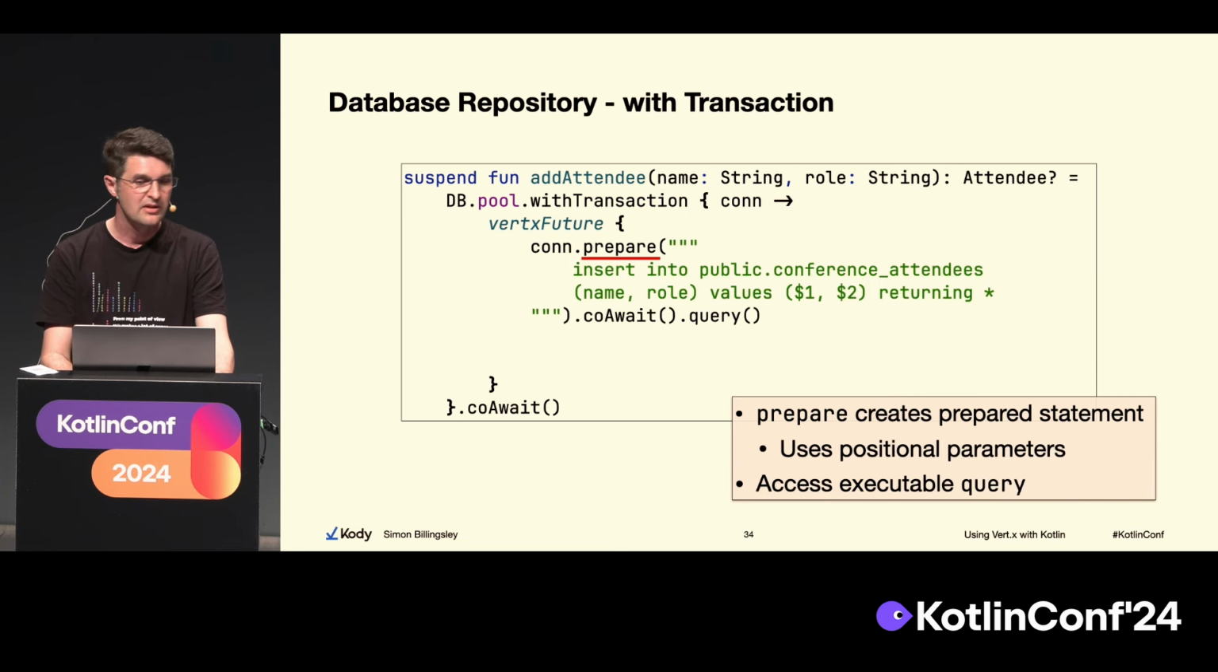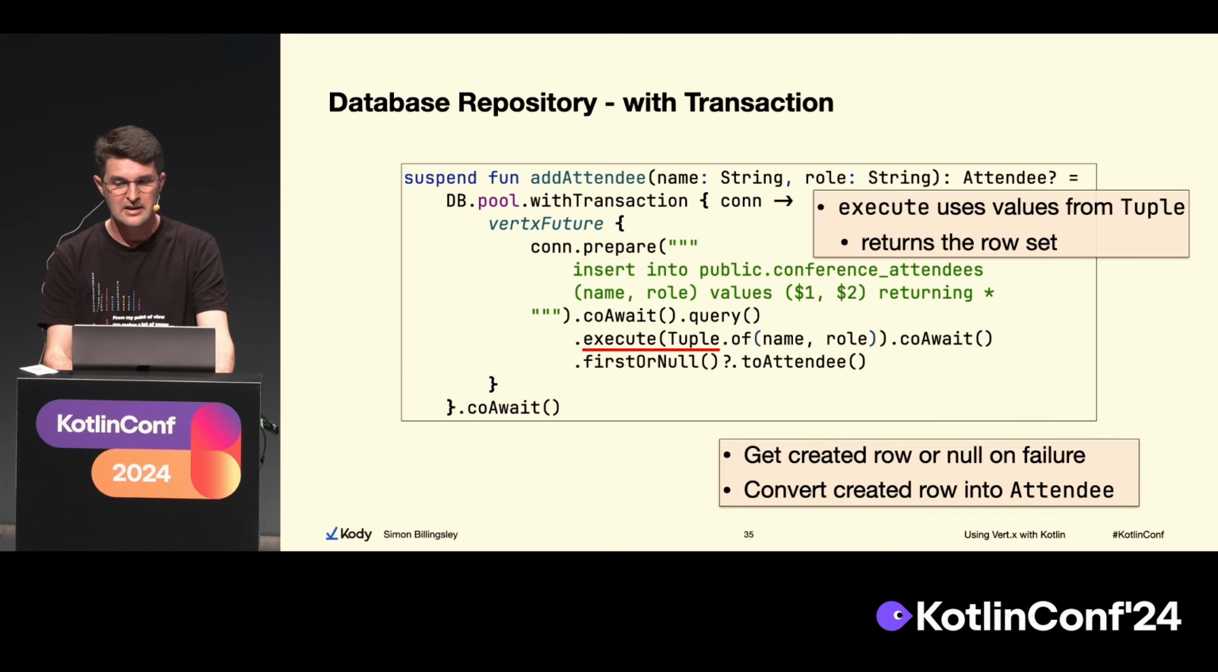This example uses the prepared statement with positional parameters instead of an SQL template, just to show you that the different types are supported. The prepared statement is converted to an executable query that is then executed with values from the tuple. The query result is returned to extract the generated ID in this case, but if the record isn't created, then no rows are returned. A valid result is mapped to an attendee in this case, or null if there's no attendee.